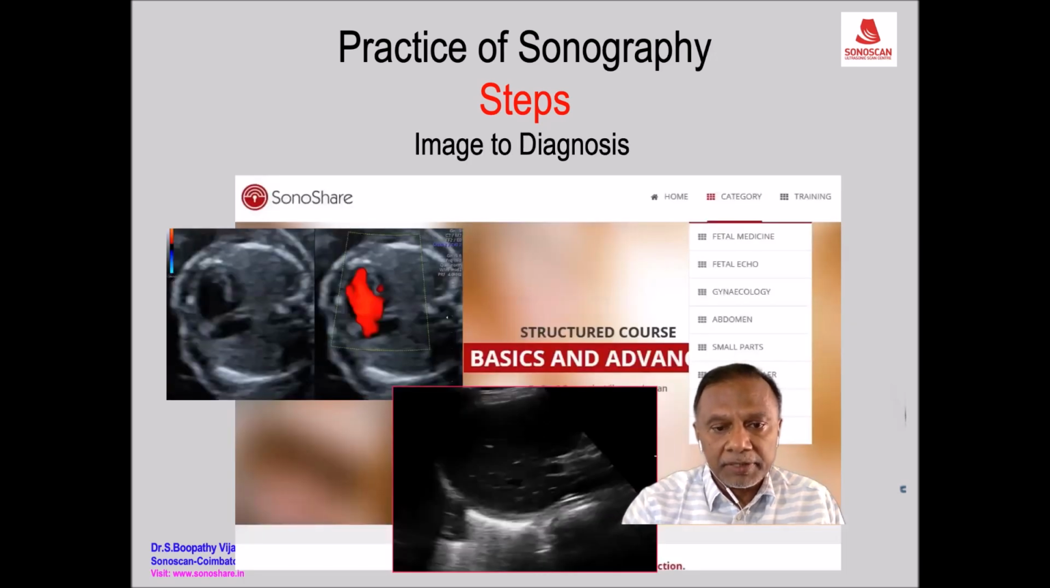So for example, you can see two images, one in the fetal echo and the second in the right hypochondrium. So these are two images, and straight away you cannot come to a conclusion. So the image to diagnosis topic will give the methods, techniques and procedures you follow from this particular image to arrive at a diagnosis. So that will again be seen in the category heading.